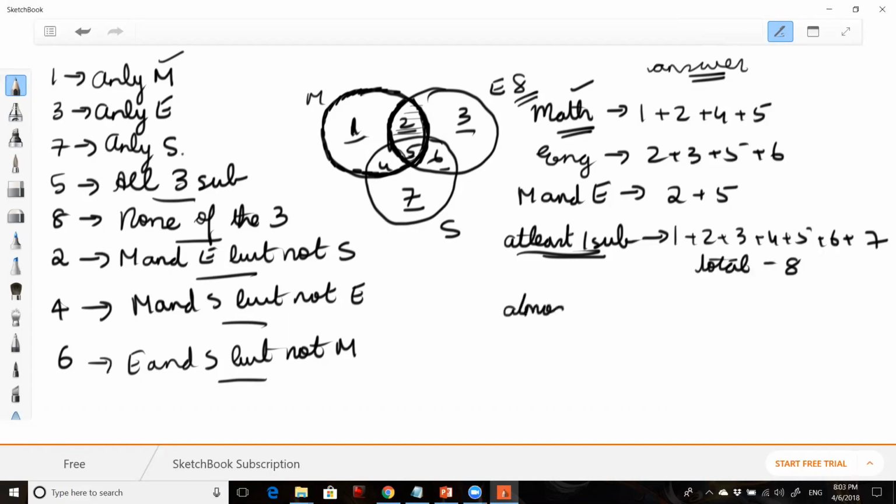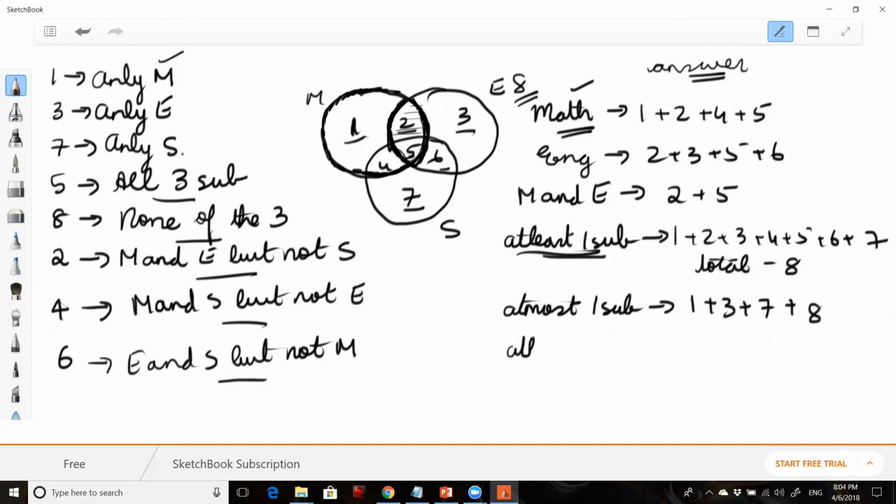What about the region or regions which represent the students who have passed at most one subject? Perfect. At most one means people have passed 1 and people have passed 0, right? People who have passed one subject would be 1, 3 and 7, and people who have passed 0 subjects would be 8, right? Perfect.